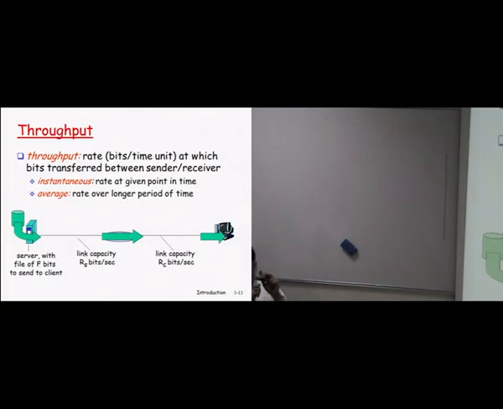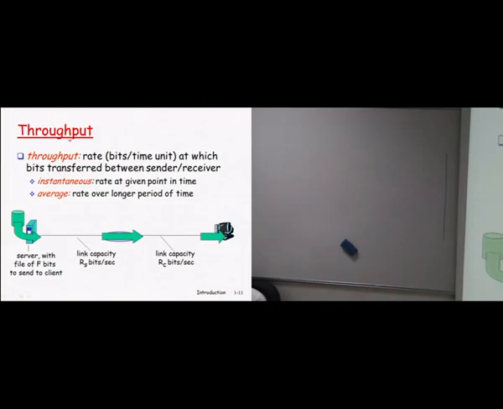What is the data rate? What is the rate of flow of water at this point? Okay, this is the throughput. The rate, the number of bits in unit time at which bits are transmitted between the sender and the receiver. Clear? Instantaneous rate and the average rate.